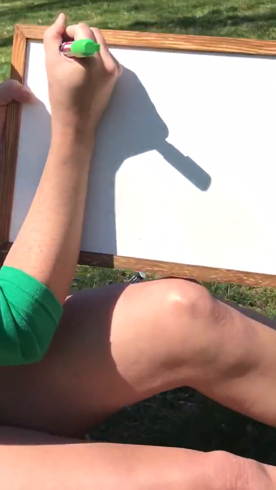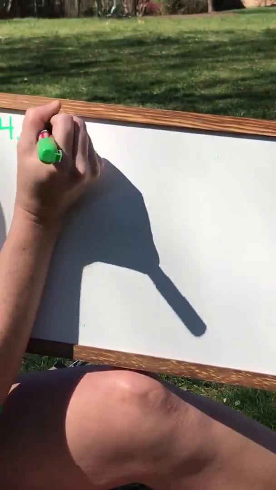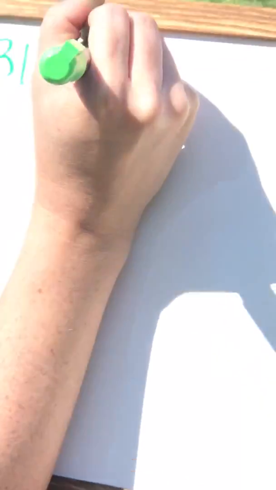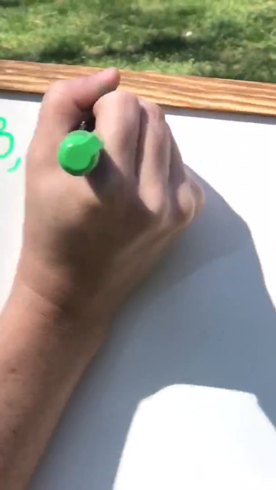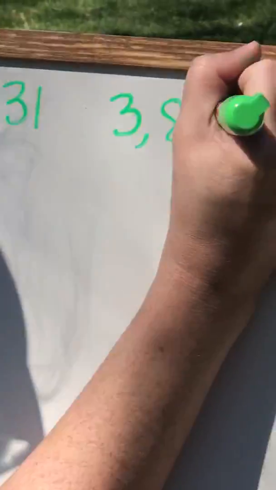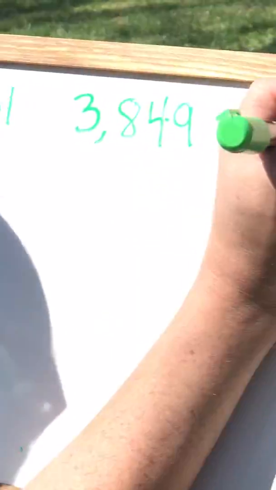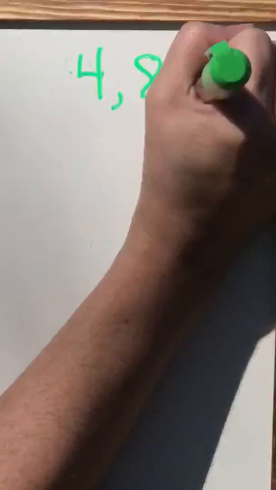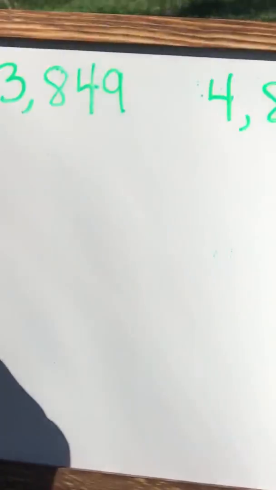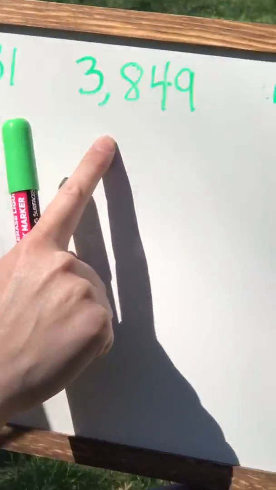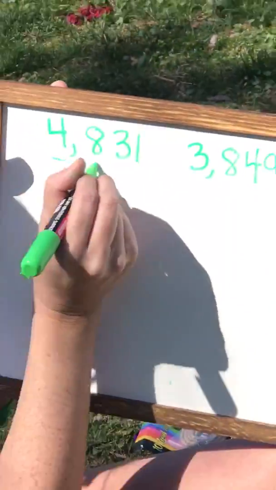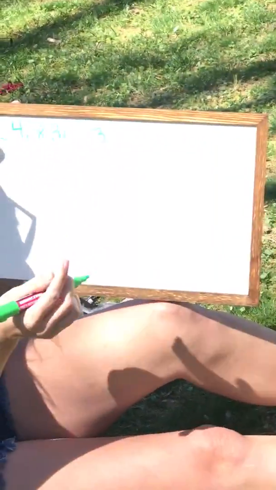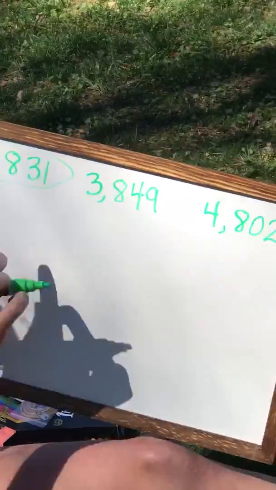How about 4,831, 3,849, and 4,802. So 4,831, 3,849, and 4,802. Same thing. For each of these numbers, we only have 4 places that we're going to be investigating, so we're going to make our chart.